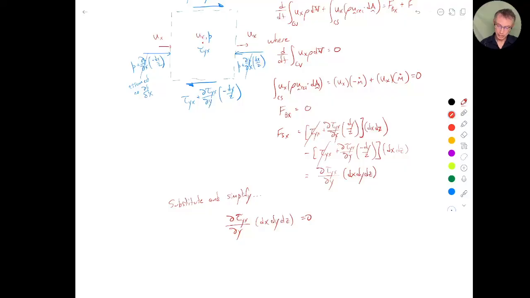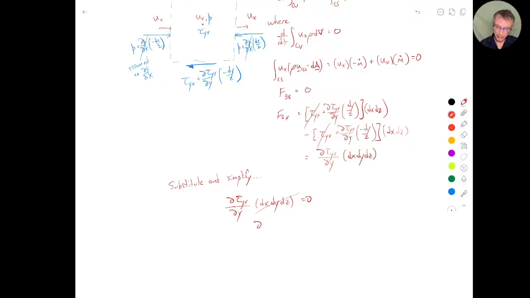Okay, so that's what we have when we substitute back into the linear momentum equation. In general, dx dy dz is not 0, so we can divide through by that. So really all we're left with is that the shear stress does not vary in the y direction. That's what that tells us. Now let's think about this for a moment.